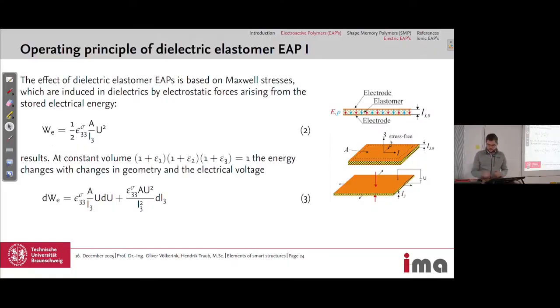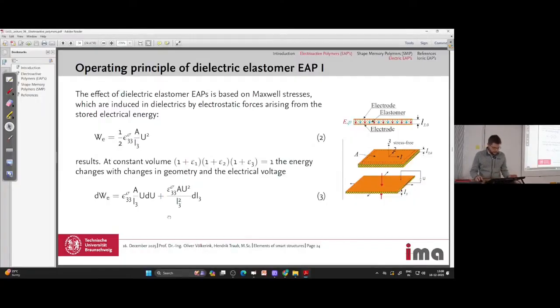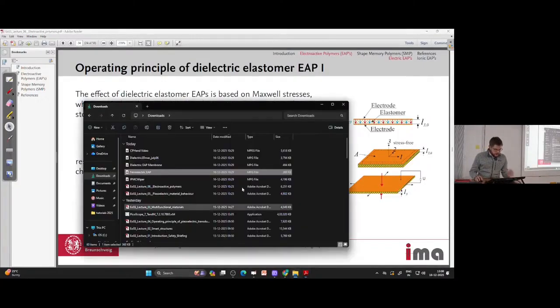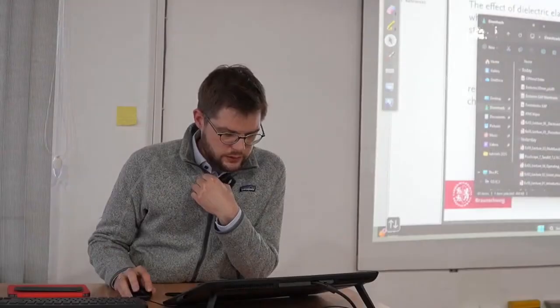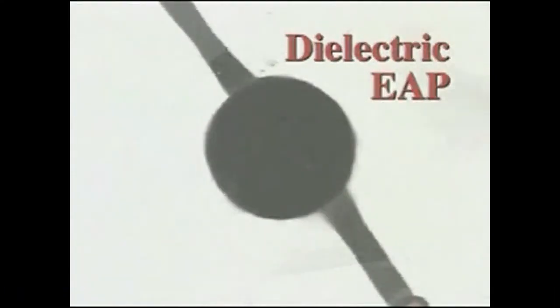And I also have a video for the elastomer, the dielectric EAP membrane, to get an impression. So it's a look from the top. We are looking at the electrode from the top. In between is the elastomer, and if we apply a voltage, then the elastomer is squeezed, and therefore it can actuate like this in plane.